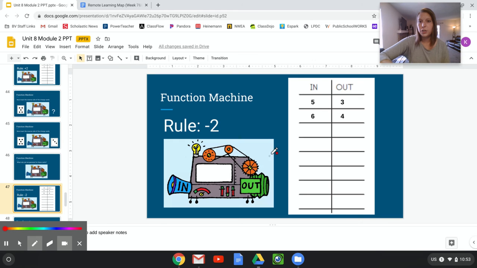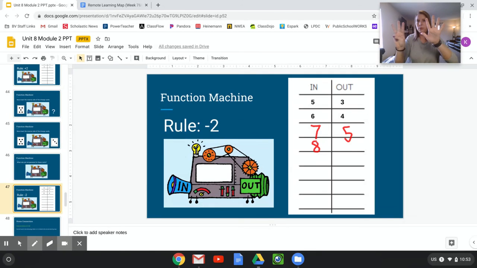So if we look at our chart here, if we put 5 in, 3 comes out. We took away 2. If we put 6 in, you would get 4. Take away 2. If we put 7 in, I think it's easier just to use your fingers for this. If I have 7 and I need to take away 2, 1, 2, what am I left with? 5. If I put 8 in the machine and I take away 2, 1, 2, what am I left with? 5 and 1 more, that's 6.